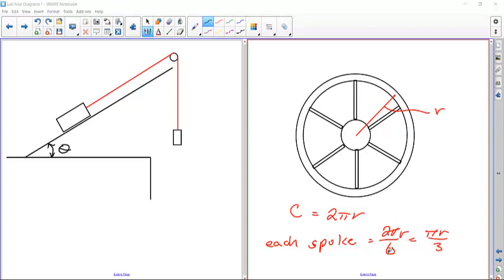Now, if you have 6 spokes on this wheel, each time the light is broken, we will have traveled 1/6 of the circumference. So if you take 2 pi r and divide by 6, you get pi times r over 3. So that gives us a distance. So we'll have times and distances. From that, we can calculate velocities.